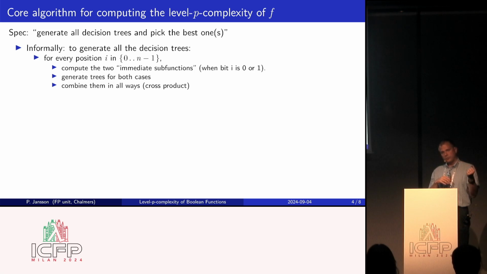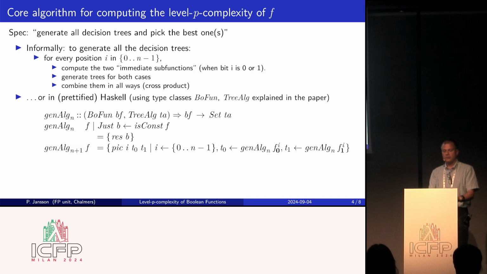That will be the left subtrees. And you can set the bit to 1, and then generate all the decision trees for the right subfunction. And then you can combine them with a cross product in all different ways. So there will be lots and lots of trees. You can produce this in Haskell with some singleton sets and some other constructors. This is generalized a bit with type classes so that it can compute with the same code either polynomials, decision trees, or a few other things.